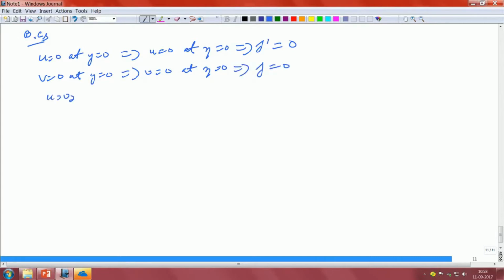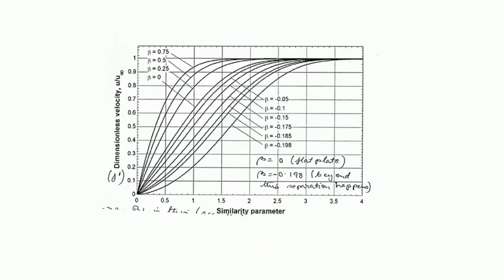U equal to infinity at y goes to infinity leads to f prime as eta progresses to infinity is equal to 1. These are the sets of boundary conditions that you have. Okay. So, as soon as these things are done, let us now look at what the boundary layer profiles are going to look like before we go to the energy equation and see what the energy equation should look like.